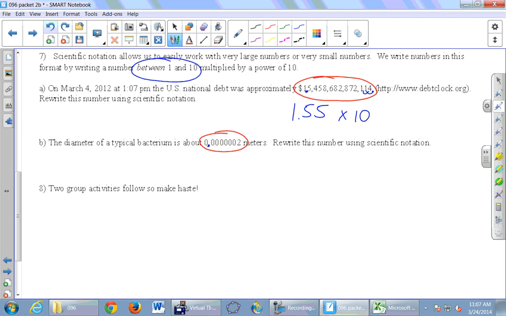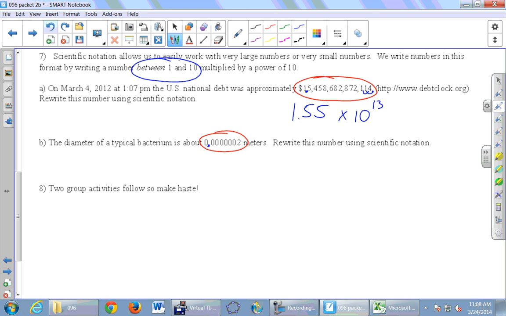And then we count how many times we had to move that decimal point. So very carefully from the starting place to the finishing place. How many spaces did that decimal point move? 13? So the national debt was about 1.55 times 10 to the 13, which is a lot easier to write and a lot easier to read as long as we understand what we're reading.